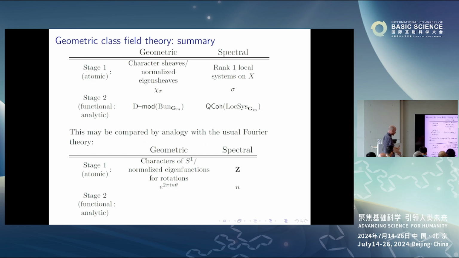And then there's a sort of souped up version of that story in which you say that L2 on the circle is the same as L2 on Z. And so that's why I'm calling it the functional analytic stage. It's about the Hilbert spaces instead of just the atomic data of the characters themselves.